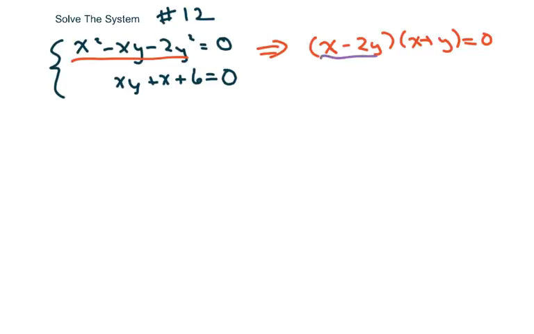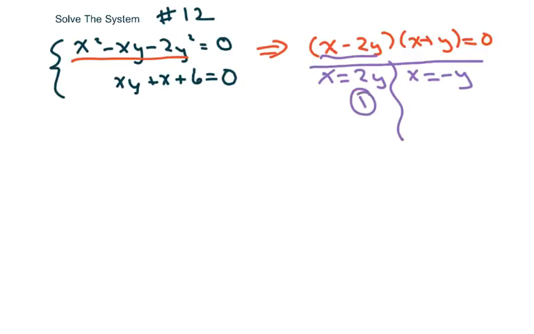So for this one, x equals 2y. And for this one, x equals negative y. Alright, now I'm going to substitute this first one back into this second equation and solve for y. So when I plug in 2y everywhere there's an x, I'm going to put 2y times y plus 2y, and I'm going to move the 6 over, equals negative 6.